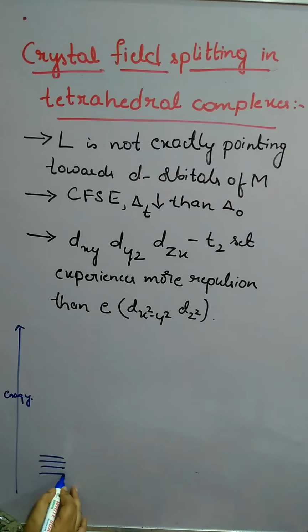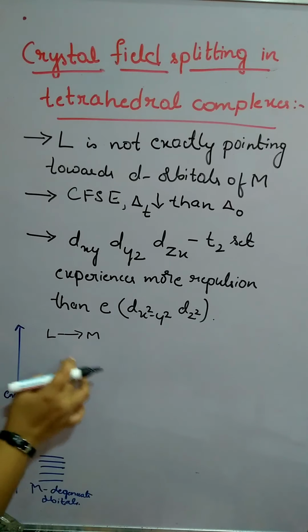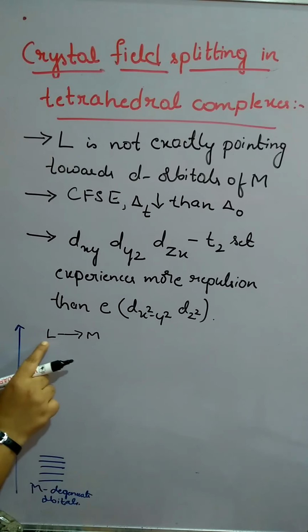Degenerate orbitals. When the ligand approaches the metal, it shows the same thing we discussed earlier. The ligands form a spherical symmetry around the metal. The electrons of the ligand will be repelling the electrons of the metal in the d orbitals.